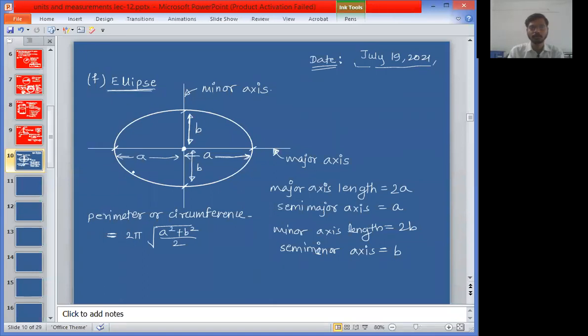Okay, we are finding the circumference of an ellipse, and the formula is 2 pi into root of (a square plus b square) upon 2. 2 pi r is the formula for what? 2 pi r is the formula for a circle, and not for an ellipse. What is A? A is the semi major axis. Total major axis is 2A, half of it is the semi major axis. Total minor axis is 2B, half of it is the semi minor axis. A is the semi major axis, B is the semi minor axis.